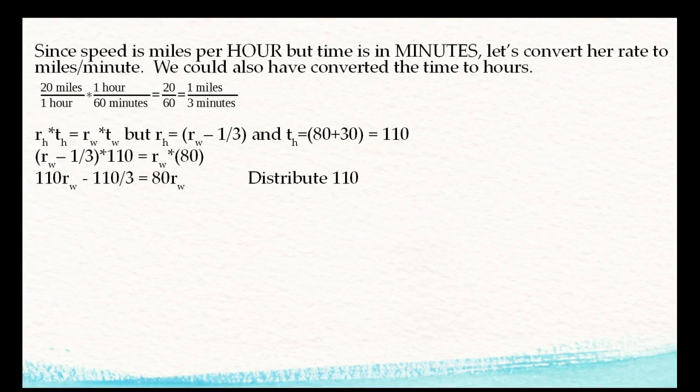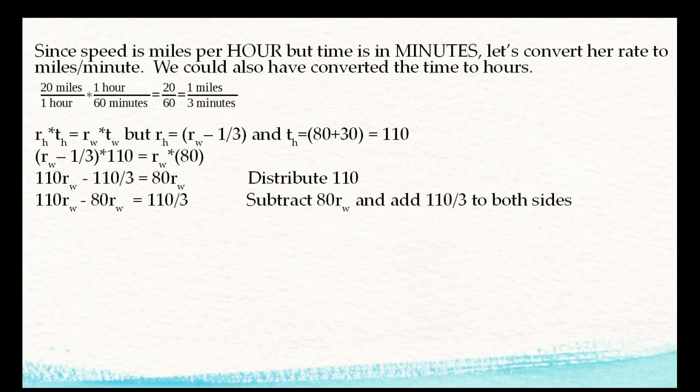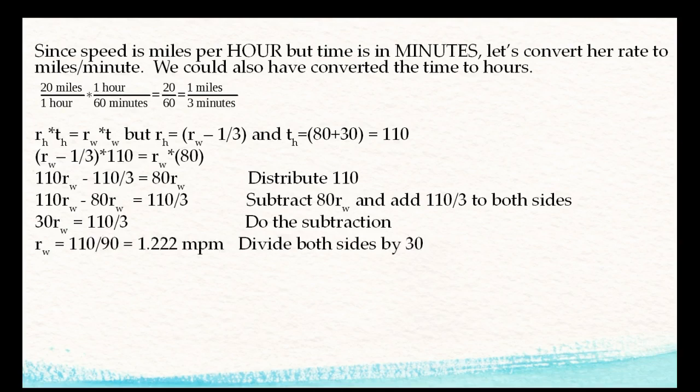is equal to the rate to work times 80. Now if we distribute the 110 into the parentheses, we'll get 110 times the rate to work minus 110 divided by 3 is equal to, we'll simplify the right side, 80R sub W. We'll subtract the 80R from both sides to get the R's on one side, and we'll add 110/3 to both sides, and we'll get that. So if we do the subtraction, 110 minus 80 equals 30.